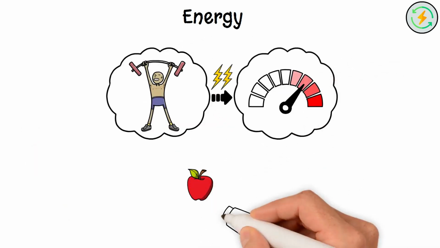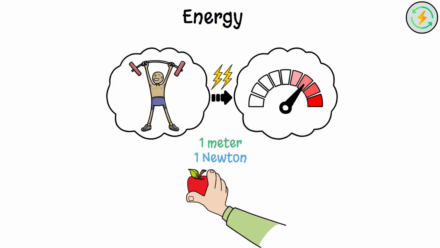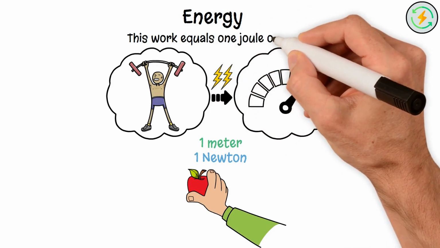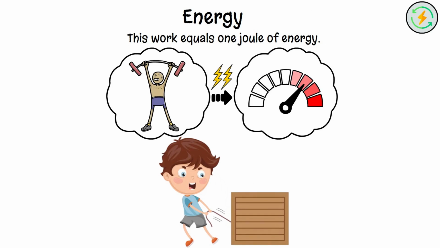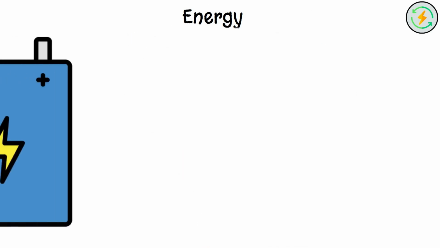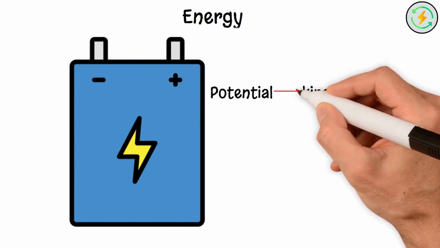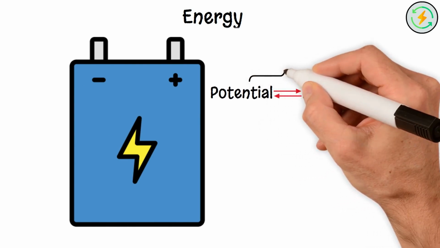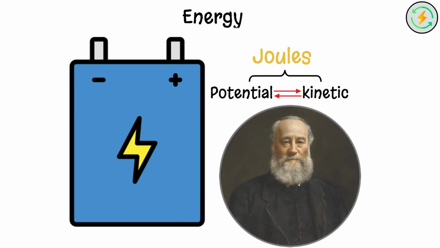When you apply a force to move something, like lifting an apple 1 meter up with the force of 1 newton, you do work. This work equals 1 joule of energy. In simple terms, work is how energy is used to move something. Whenever you store or use energy, you deal with potential or kinetic energy, two forms that can convert into each other. Both types of energy are measured in joules, named after the English mathematician James Prescott Joule.